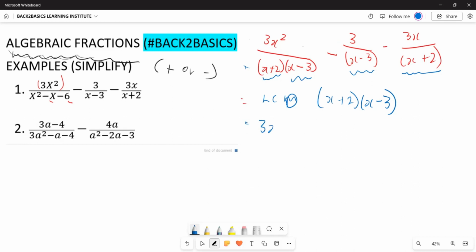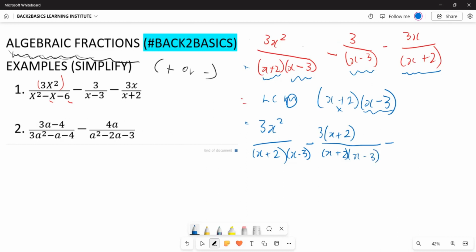So this is going to be just 3x squared over your x plus 2 and also your x subtract 3. Now, however, if you look at this second one, you only have this one as your denominator. So what you need is now this, your x plus 2. And remember, what you do in your denominator, you also do in your numerator. So this is going to be 3 into x plus 2, and then your denominator now will be the same, x plus 2, close bracket. The other one is x subtract 3, close bracket.